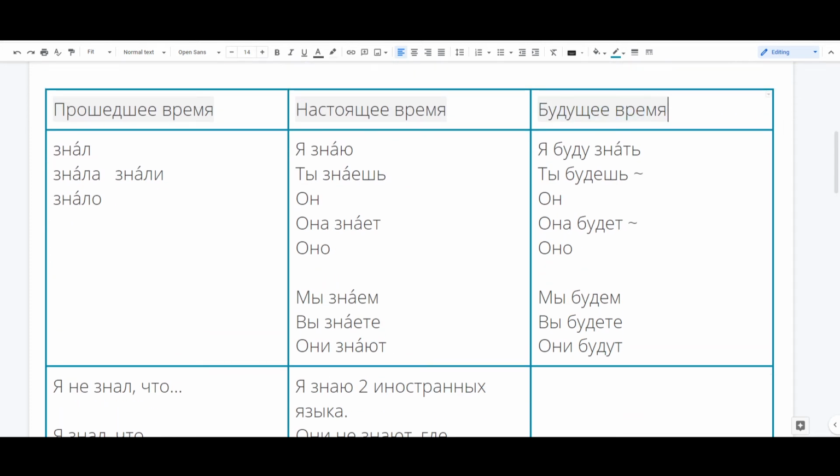Future tense, будущее время. Я буду знать. I will know. Ты будешь. Он, она, оно будет знать. We just repeat знать, the infinitive form, and we use verb to be as an auxiliary verb here.